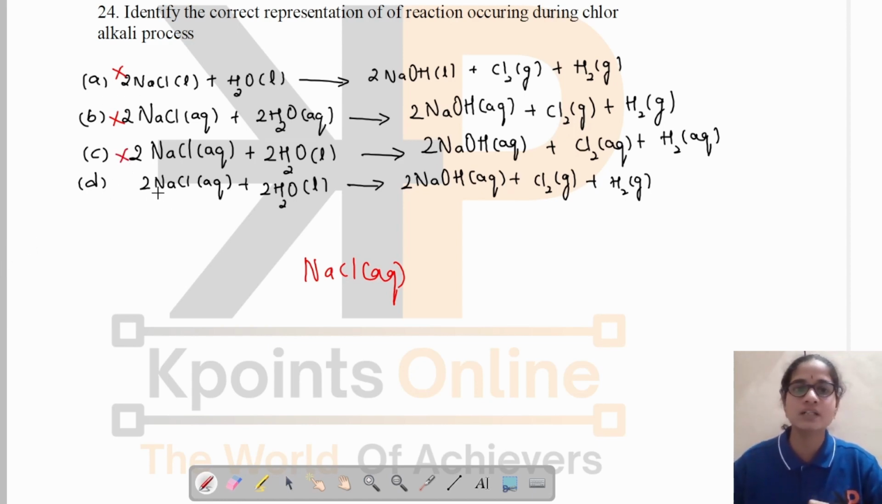See the next option here, sodium chloride aqueous, that is correct. Water liquid, sodium hydroxide aqueous solution. We are getting chlorine and hydrogen gas. So the correct option will be D. So you have to remember the physical states properly when it comes to important reactions, as this reaction is very important. The chlor-alkali process is very important from the examination point of view. You have to remember the process involved in the reaction, and also you should remember the balanced chemical equation.